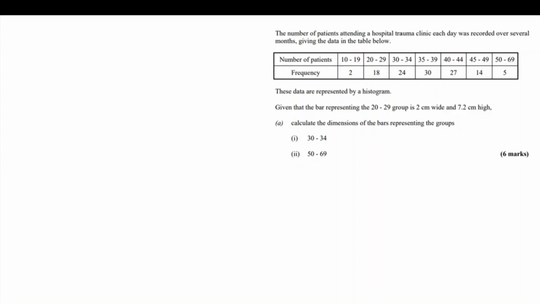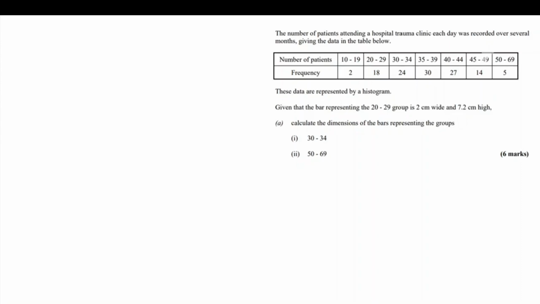So for the majority of calculations that I want to do, I'm going to need to be careful to close those gaps by using bounds. We've been told that the data are represented by a histogram. The information we're given is that the bar representing the 20 to 29 group is 2 centimeters wide and 7.2 centimeters high. We're going to make a diagram to represent both the class width and the centimeter width, and to represent the frequency density and the centimeter height. We're then going to use that to calculate the dimensions of the bars representing these two other groups.